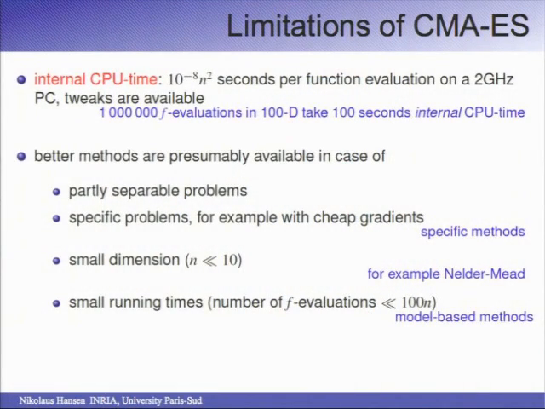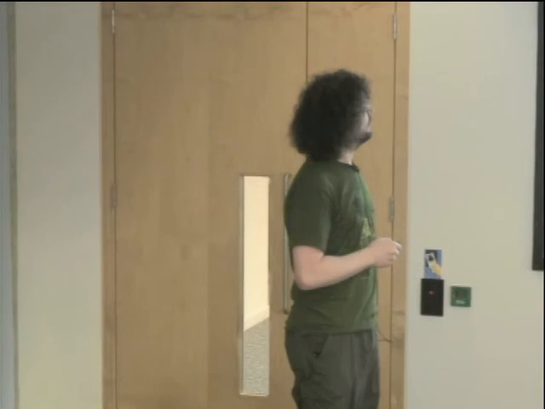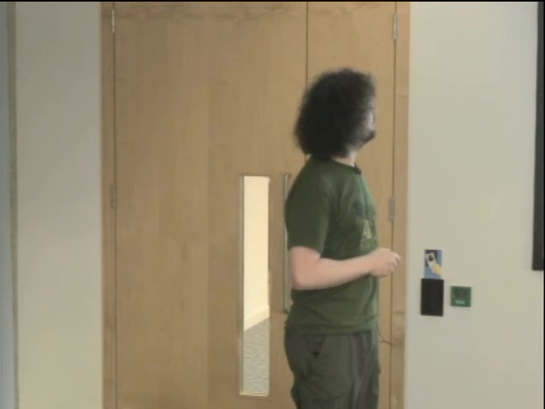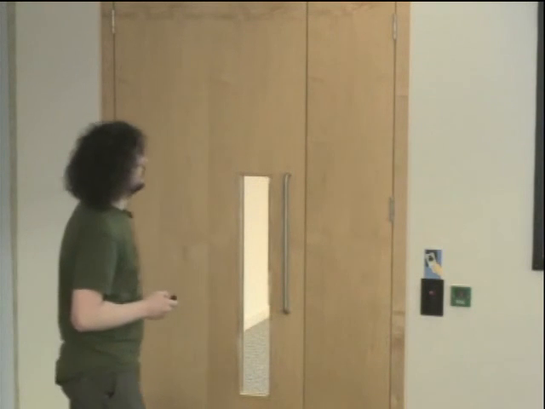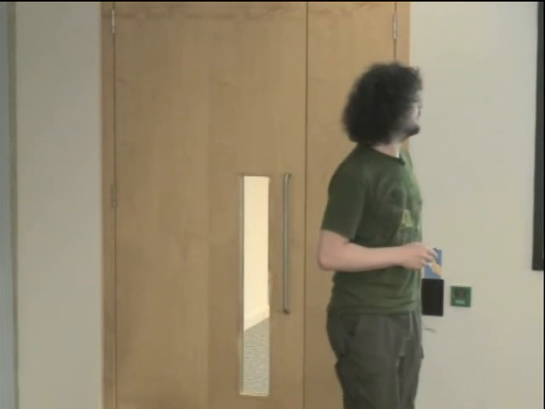The other nice thing is you don't need to do it in each iteration, which means if you do it only after n iterations, the complexity becomes quadratic, and that's what we do in practice. And it basically has no impact on the performance of the algorithm. So you can argue reasonably well that the internal complexity is quadratic in the dimension. The number is 10 to the minus 8 times n squared seconds per function evaluation on a 2 gigahertz PC. That means we can do 1 million function evaluations in 100D in about 100 seconds. That's the number, and one can compute any other from these ones.